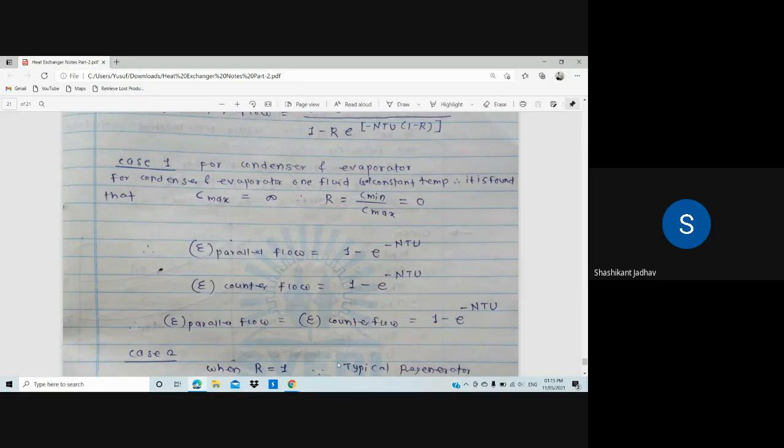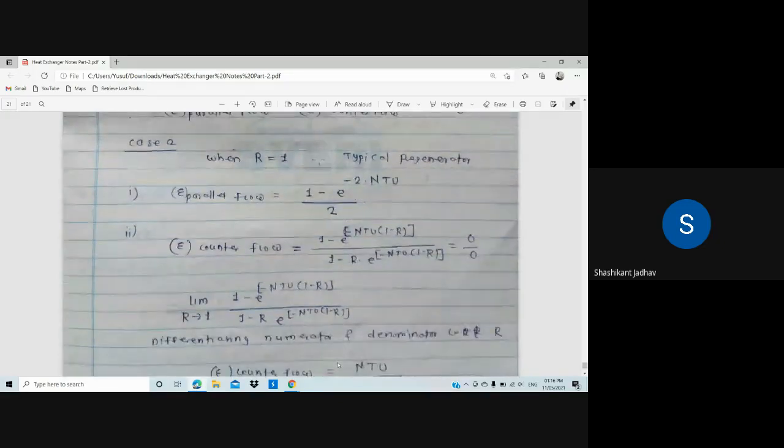Okay, then we have to consider case number 2. For case number 1, it is for the condenser and evaporator. So for this case R is equal to 0. Therefore we get the effectiveness for the parallel flow and counter flow, and that equation is nothing but 1 minus e raised to minus NTU. Okay, so this is case number 1. Now I have to consider case number 2. So all of you consider case number 2.